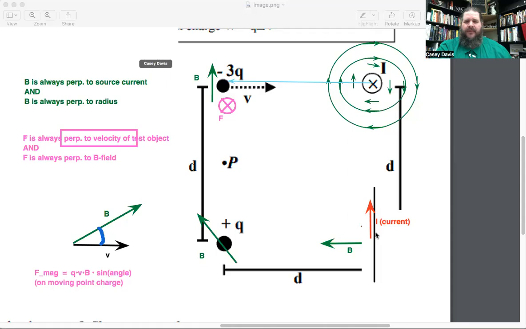Can you repeat the question again? Does this wire count as moving charge? Yes, because the current is moving, the component in the current is moving.